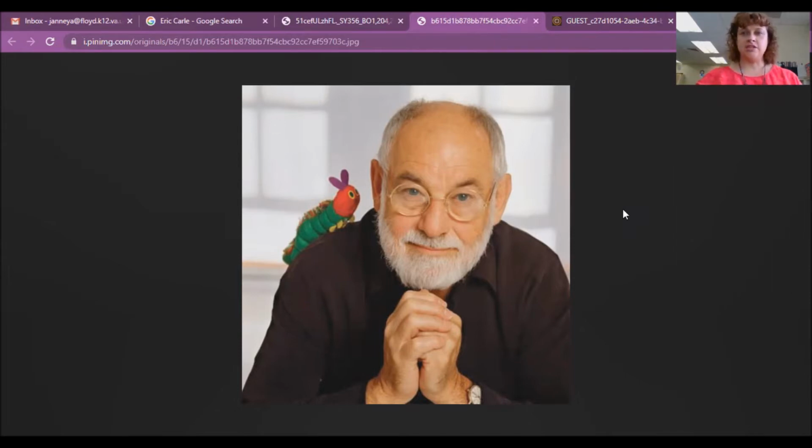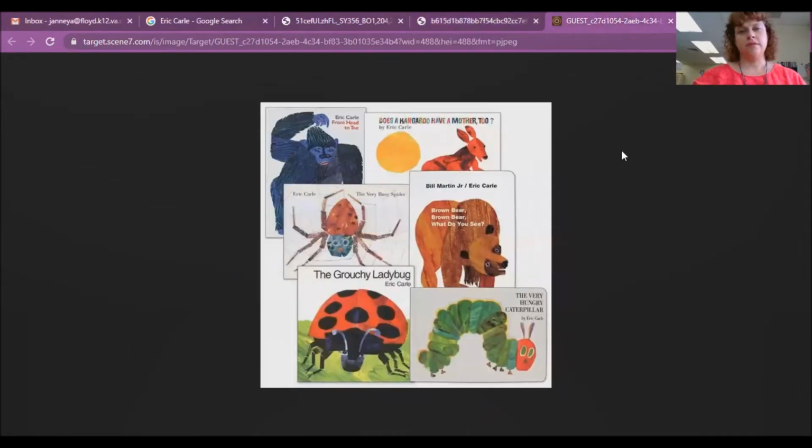In fact, he takes giant sheets of paper and paints them and lets them dry and then cuts out the shapes and pieces them back together and sort of creates a collage to make the pictures for his books. Do you know what an author is? He's also an author. He writes the stories for his books. So all of these, well, not all of them. This one has a different author, Mr. Bill Martin Jr. But the rest of these are written by and illustrated by Mr. Eric Carle.